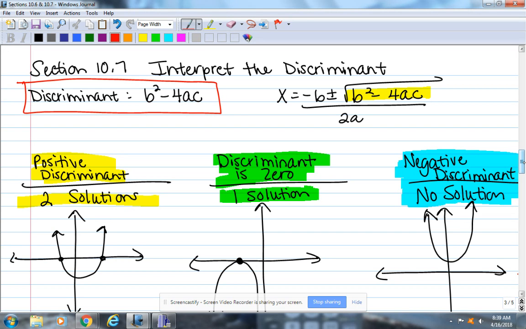Now, the discriminant is the little part that's underneath the radical in your quadratic formula. So b squared minus 4ac is your formula for your discriminant. It's not x equals b squared minus 4ac. It's just plain old b squared minus 4ac. No radical, just b squared minus 4ac.